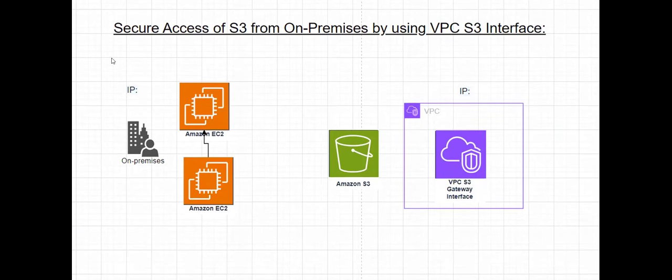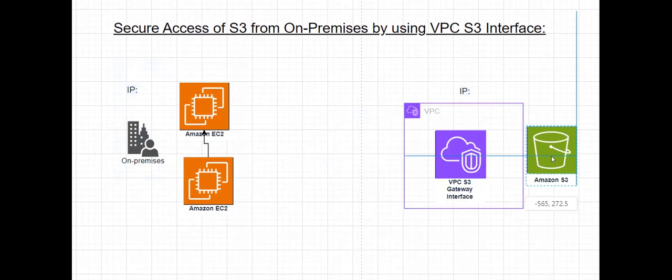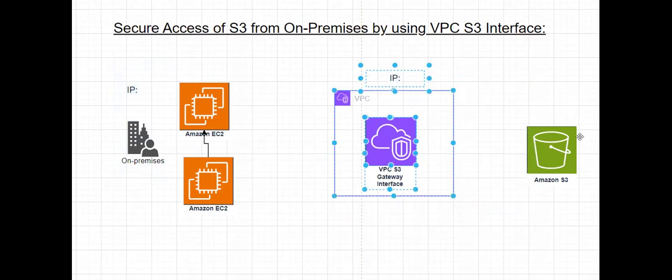Now, let's say I am present in my on-premise and I have servers. From those servers, what am I expecting? I am expecting to connect to an S3 bucket. So, from my on-premise servers, I'm expecting to connect to my S3 bucket securely in a private network. Is that possible by using AWS Cloud?